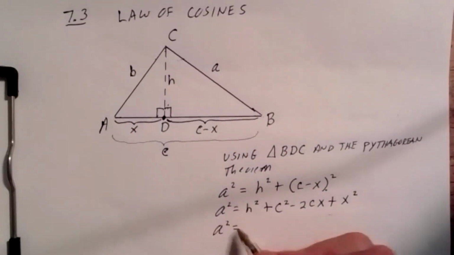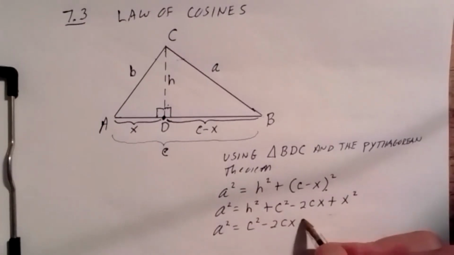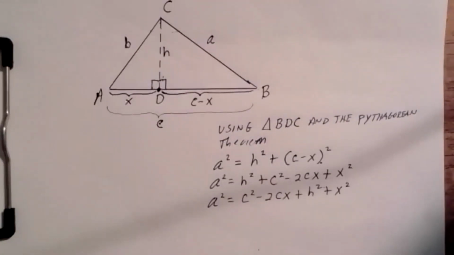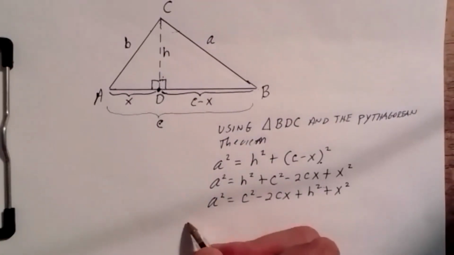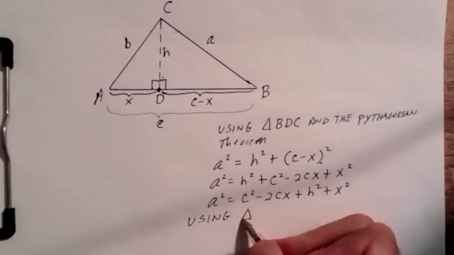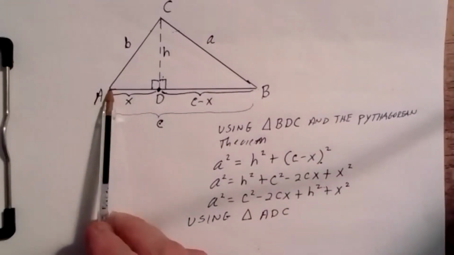We'll have a squared is equal to c squared minus 2cx plus h squared plus x squared, just rearranging a couple terms. Do we understand what's going on so far here, Liz? Okay. Now, turning our attention and using triangle ADC. You see the right triangle?